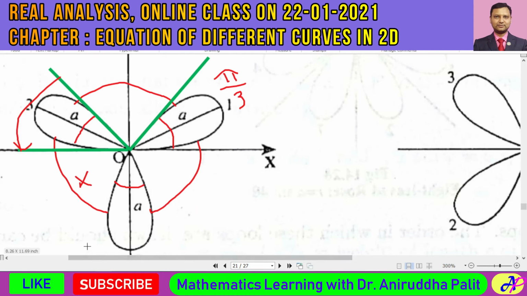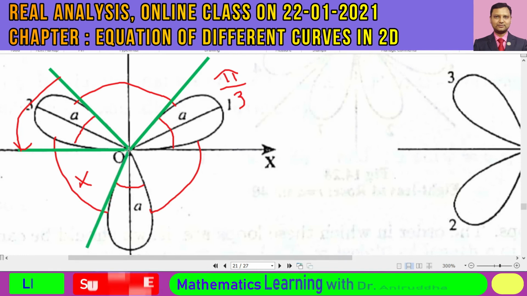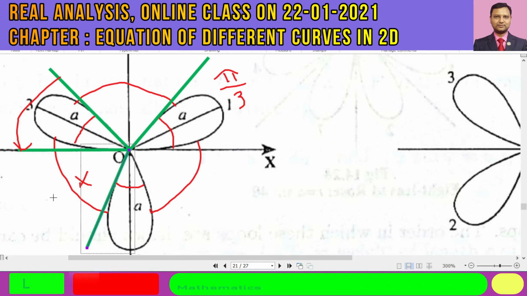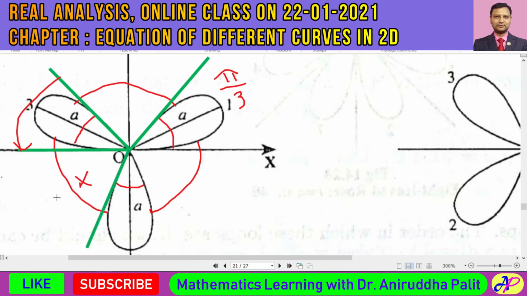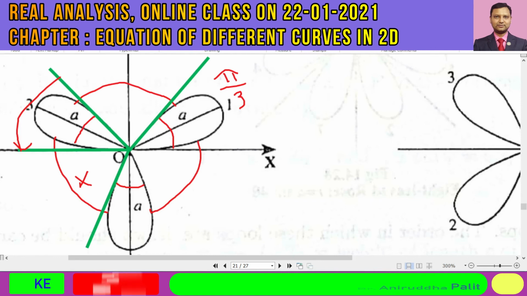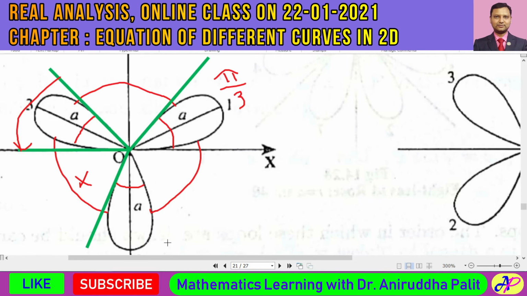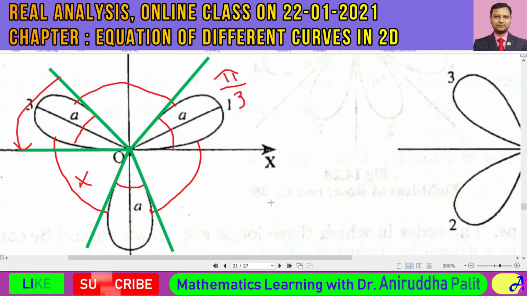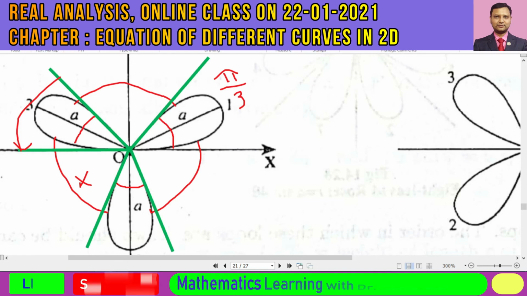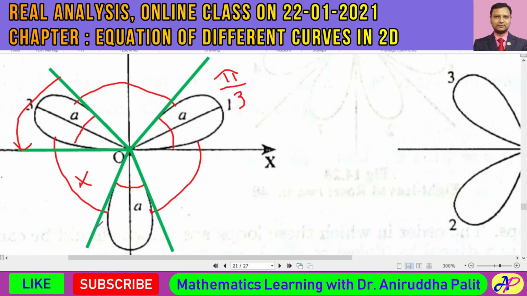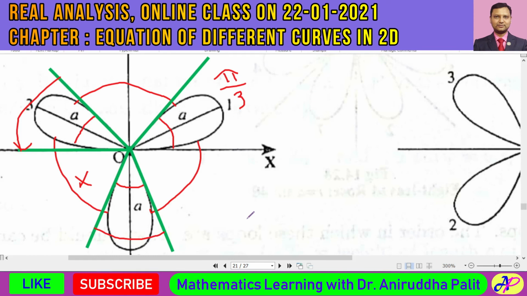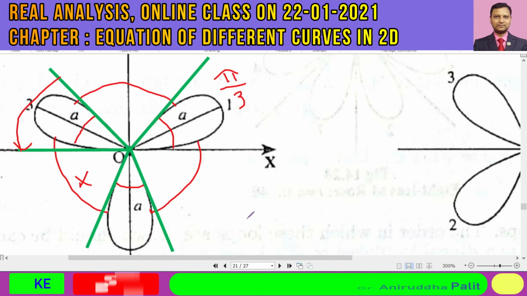Then over here, how much angle should we consider? You just have to measure this angle: 60 degrees, 60 degrees, 60 degrees, 60 degrees. So 4 into 60 degrees, that means 240 degrees. Over here, 5 into 60 degrees, that means 300 degrees. So in this fashion you will have to identify the range of theta.